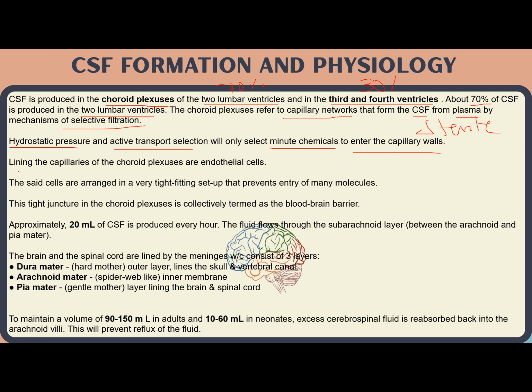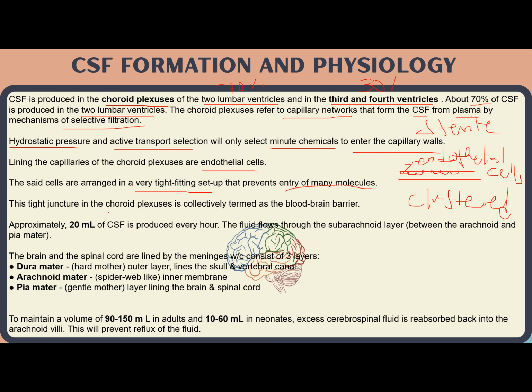Now, take note, class, that the lining of the capillaries of the choroid plexus are endothelial cells. So the cells lining the capillary wall of the choroid plexus are known as your endothelial cells. Now, these cells, class, are arranged in a very tight-fitting setup that prevents entry of many molecules. So they are very clustered, class. They are very clustered or attached to one another. This attachment or this clustering basically prevents the entry of many molecules.